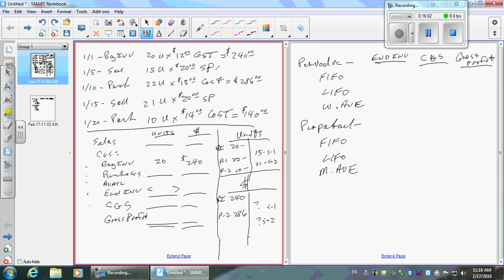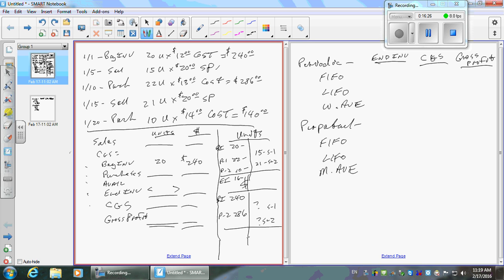How many units do you got now? We had 20, sold 15, it made it 5. We bought 22, it made it 27. We sold 21, it made it 6. We bought 10, we have how many? 16 units. That's my ending inventory. No matter what method I use, I have 16 units left. Everybody agree with that?